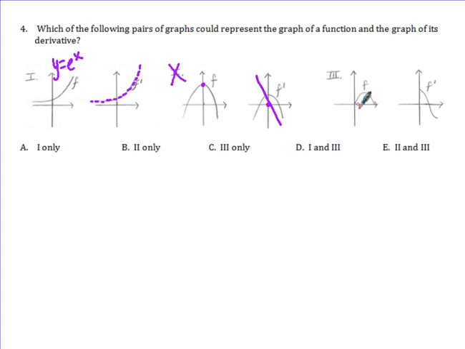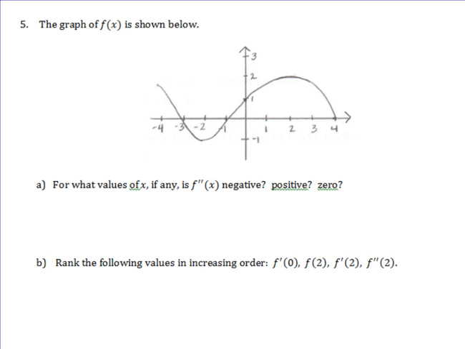In the final graph, again I have a maximum point right here, which means I would be expecting a 0 in about the same place, and I seem to have one of those on my derivative graph. This function is increasing and then decreasing, and I have a graph that is positive and then negative, and so this graph works as well. The pair of graphs in number 1 and the pair of graphs in number 3, they both work. They both show a function and its derivative.